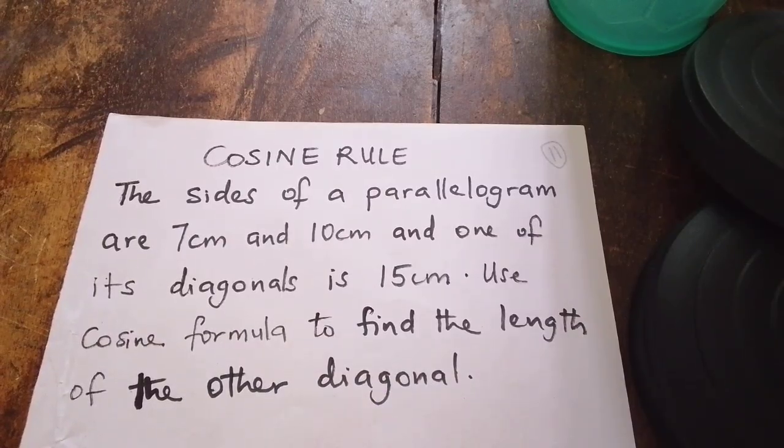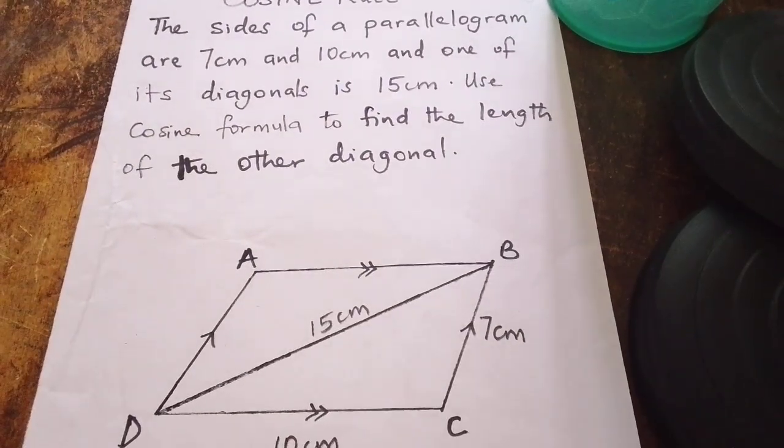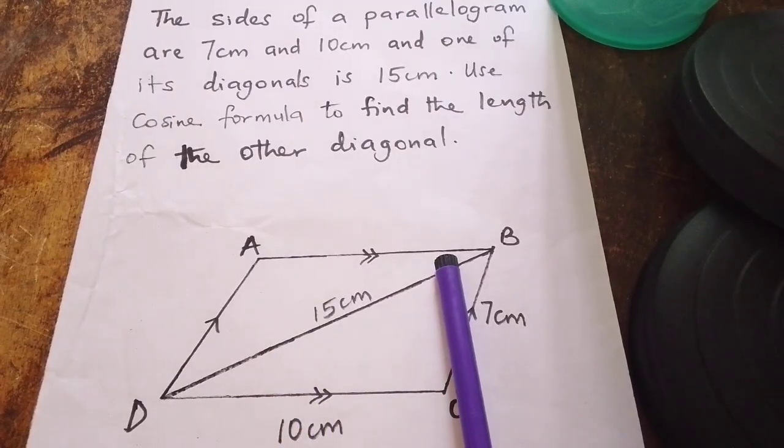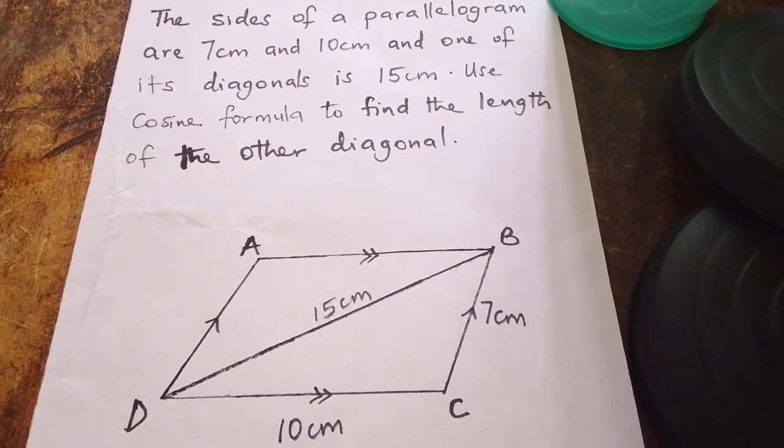Now first of all, what is a parallelogram? It is a plane figure that has opposite sides parallel and equal. So if you have this to be a parallelogram, this side and this side are parallel to each other, and this side and this side are parallel to each other, and they are equal. We are told that one of the diagonals is 15 cm.